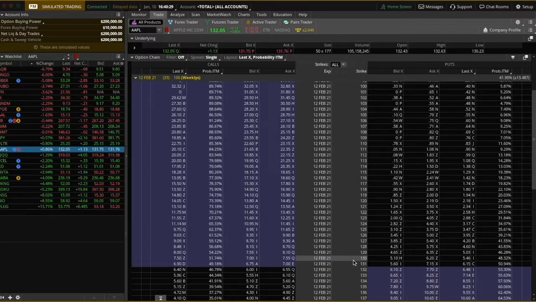Or let's say we choose 120 as the strike price. You will notice that I'm only going to be receiving $150, which makes sense because the farther out of the money you go, the lower the credit premium that you will receive for selling the put.